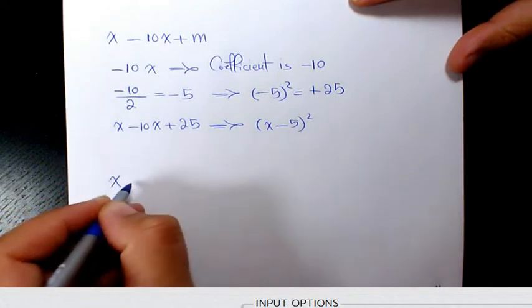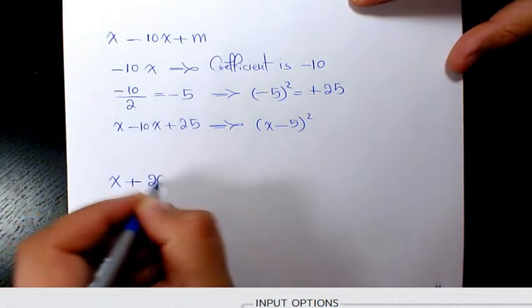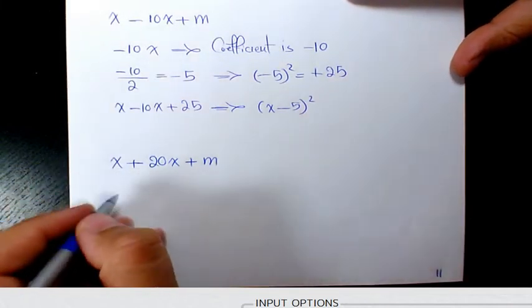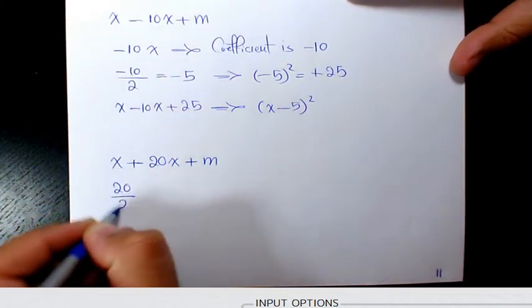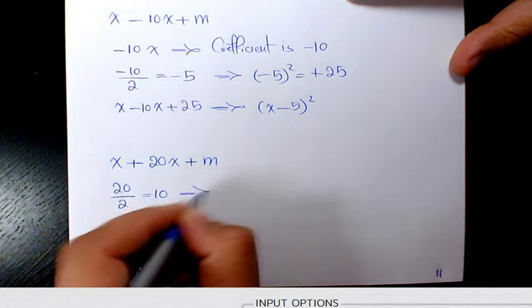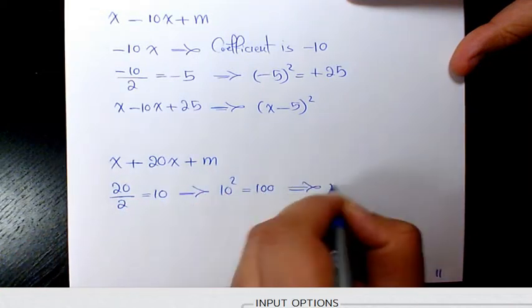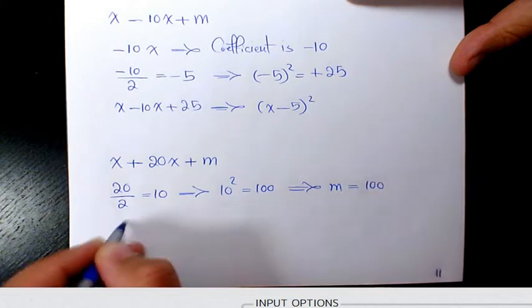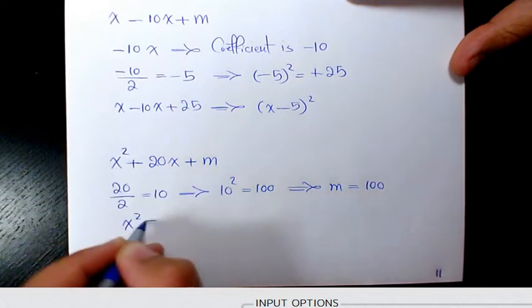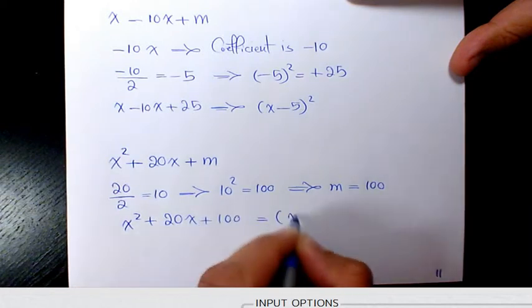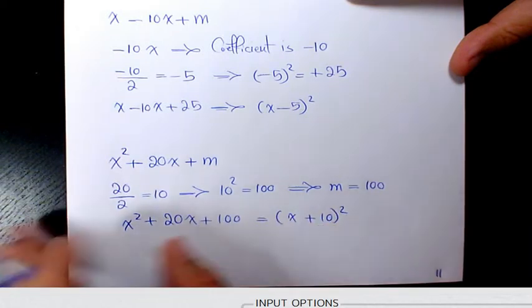Next example, x squared plus 20x plus m. What is going to happen here? 20 divided by 2 is going to be 10. Therefore, 10 to the power of 2 is going to be 100. Therefore, m is 100. x squared plus 20x plus 100 is going to be (x plus 10) to the power of 2.